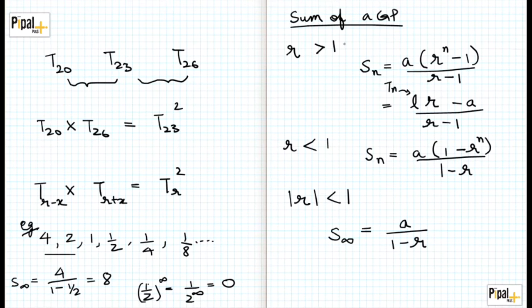So this is how we can find out the sum of a geometric progression for different situations. For R greater than 1, these are the two formulae for the sum of n terms. For R less than 1, or less than 1 in magnitude, for all of those situations, the sum of n terms is going to be this. If the magnitude of R is less than 1, then we can find out the sum of infinite terms, which is given by A upon 1 minus R.